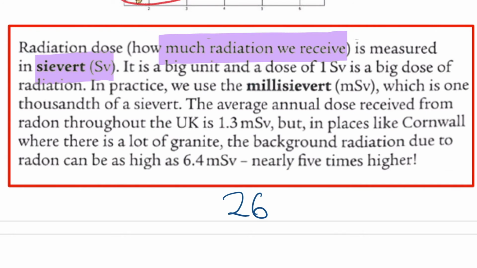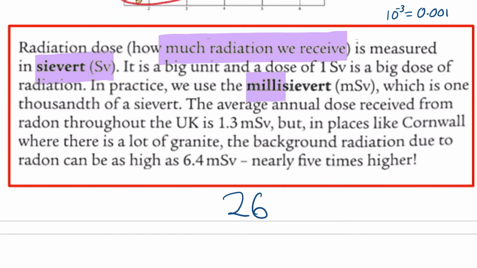And it's a big unit, so we use milli. Remember, milli is not someone's name, milli is 10 to the minus 3, which is a thousandth. So a millisecond would be a thousandth of a second, and a millisievert therefore is a thousandth, bit of a tongue twister, of a sievert.